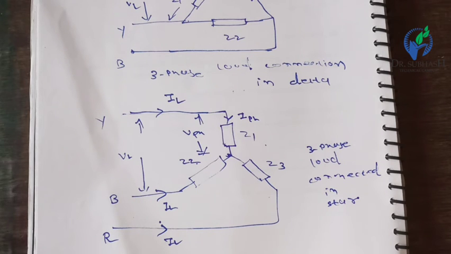The three phase load may be balanced or unbalanced. If the three loads Z1, Z2 and Z3 have the same magnitude and phase angle, then the three phase load is said to be a balanced load. Under the balanced condition, all the phase and line voltages are equal and of the same magnitude.